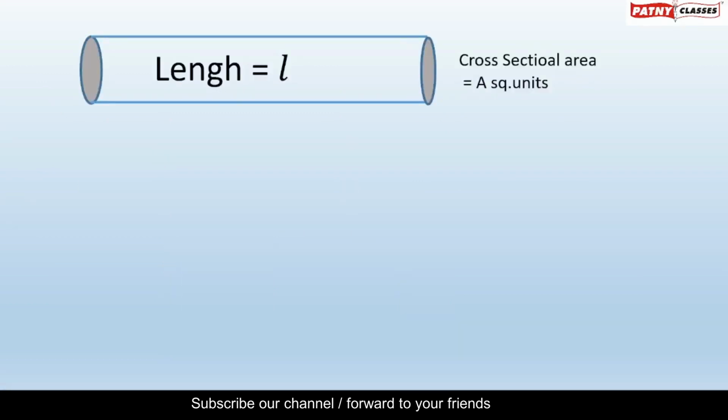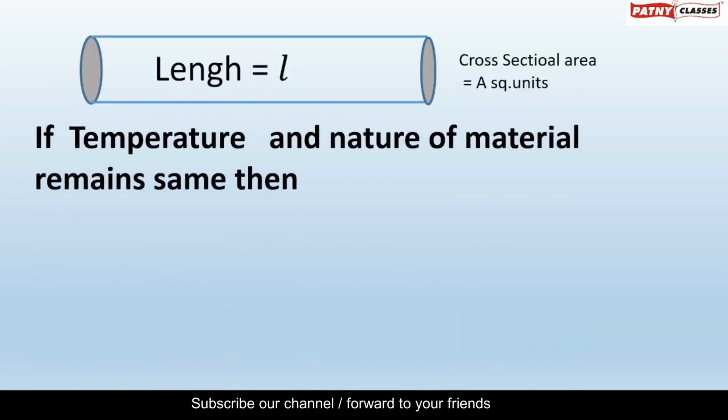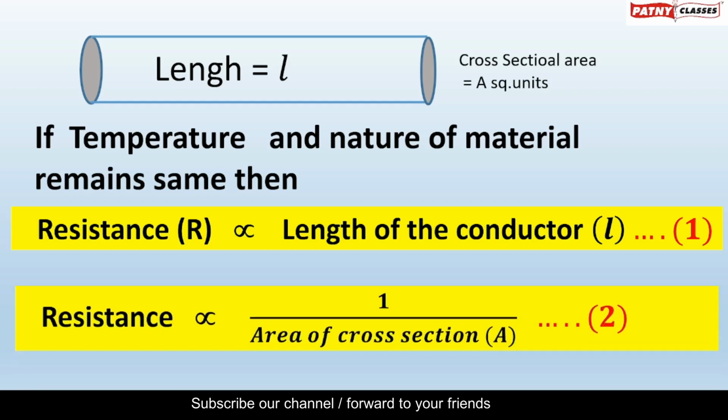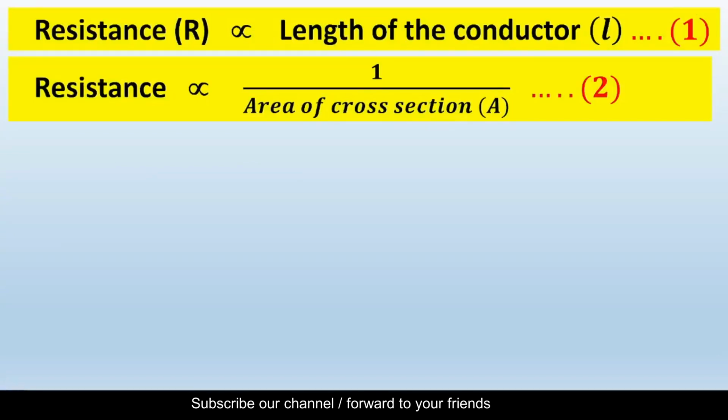From the above discussion, it is clear that if temperature and nature of material remain the same, then the resistance of a given conductor is directly proportional to the length of the conductor. Let us call it equation 1. Also, the resistance of a conductor is inversely proportional to the area of cross section. Let us call it equation number 2. Now combining equations 1 and 2, we get R is proportional to L upon A.